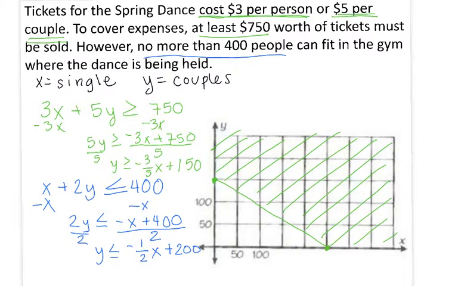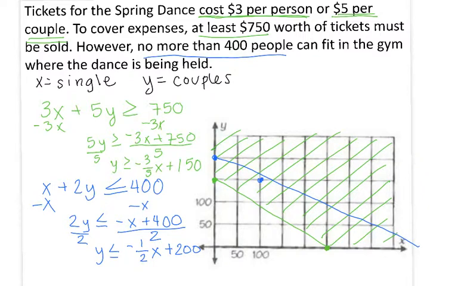Our intercept is at 200. This is going by 50. So we have 50, 100, 150, 200. That's where our y-intercept is going to be. And then our slope is negative 1/2. So we're going to go down 1 and to the right 2, 1, 2, and that will give us our second point. And we can draw a line through those to get our graph.